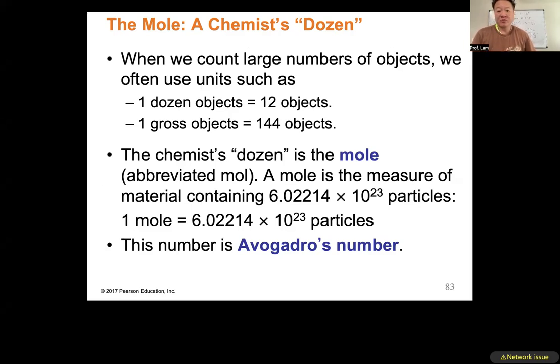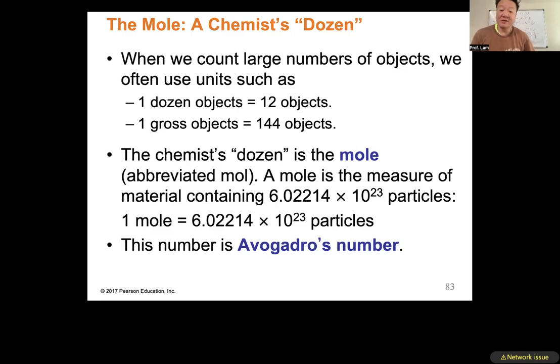We group things in many ways. A duo would be a group of 2. A trio is a group of 3. A quartet is a group of 4, and so on and so forth. But the dozen we use a lot, so we use that as an example. It's a chemist's dozen. So 1 dozen is 12 things. But in chemistry, because atoms are so small, the grouping is going to have to be a much larger number than 12.